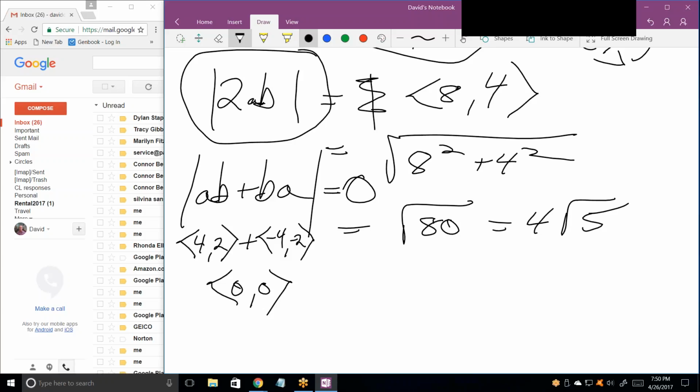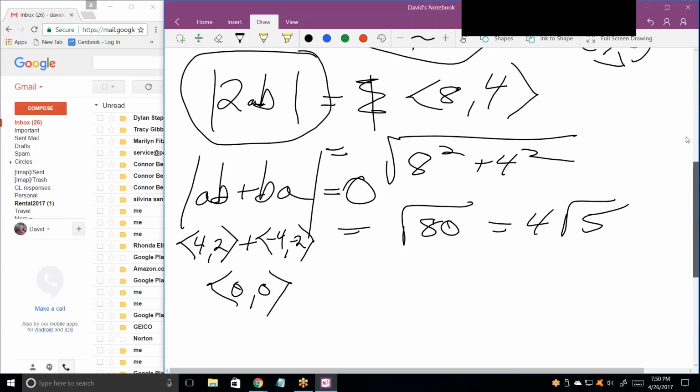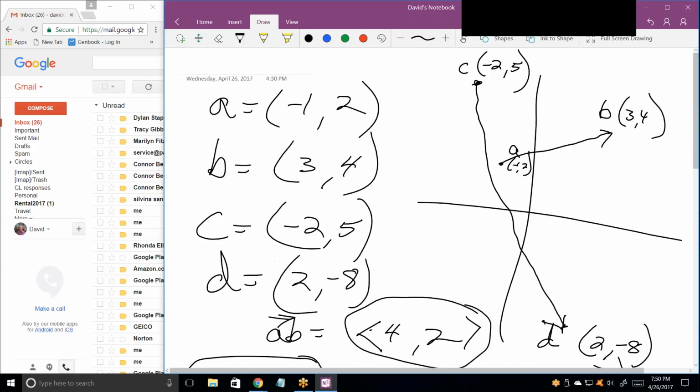And if you think about it, if I go up and look at my picture, AB is this way, BA is that way. When I add AB to BA, it better be 0. That's kind of the essence of vectors. And if you take the magnitude of a 0 vector, you're going to get 0.